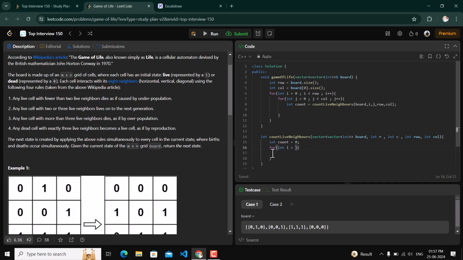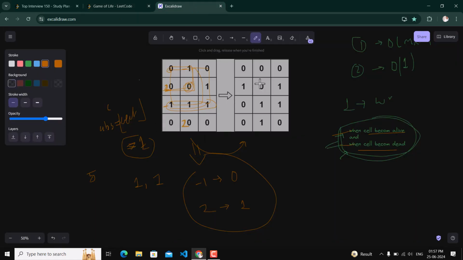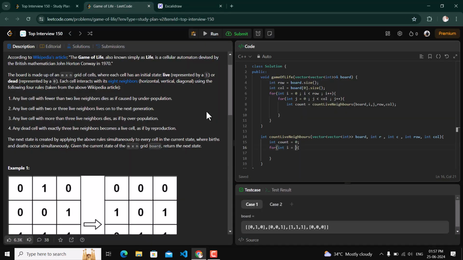Okay, so this is the cell, so we have to calculate the column value for column -1 and column +1, and in the same way for row, we have to take row -1 and row +1, because it contains these 8 neighbors.